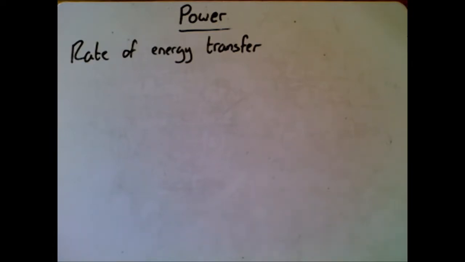So for example, if you had two electric motors, and they were both being used to lift up the same mass by the same distance, say, and one of them was able to lift up the mass a lot quicker, then that must be a more powerful motor, because it's transferred the same energy, but it's transferred it quicker. So it's how quickly the energy is being transferred.